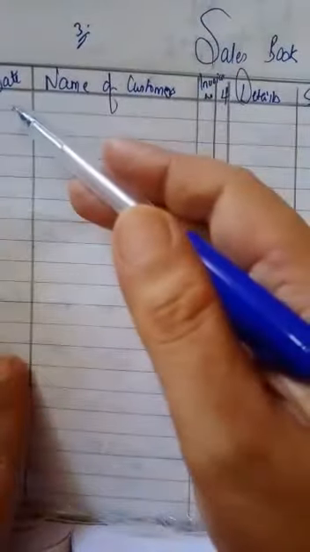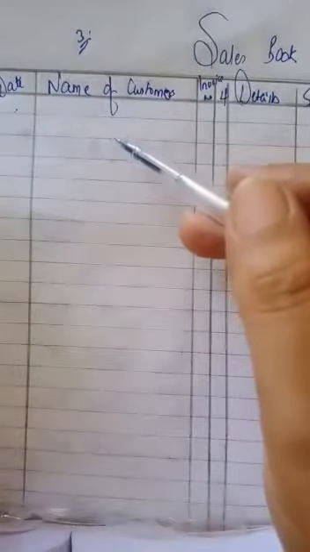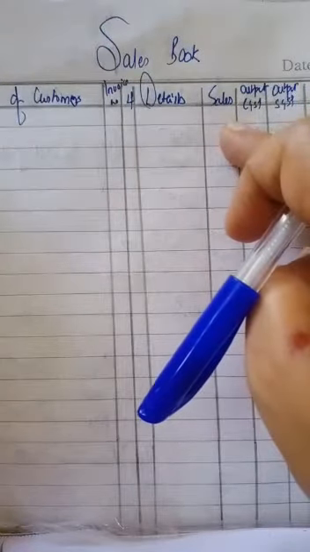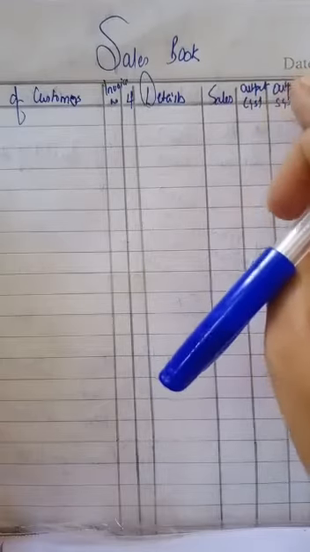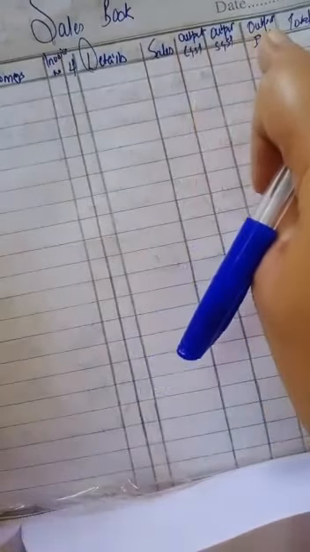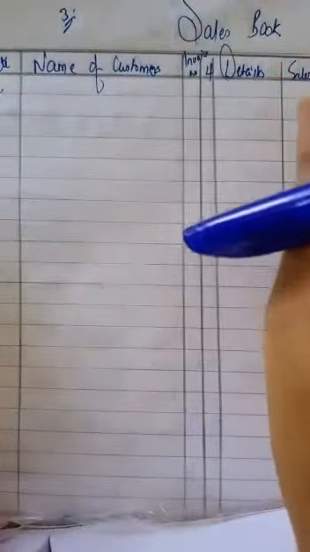First column will be of date. Then instead of writing name of supplier, we will write name of customers. Invoice number, ledger folio, details same. Then in place of purchase we will write sale. In place of input we will write output CGST, output SGST, output IGST, then total. In place of supplier we will write customer. Rest 100% things are same.